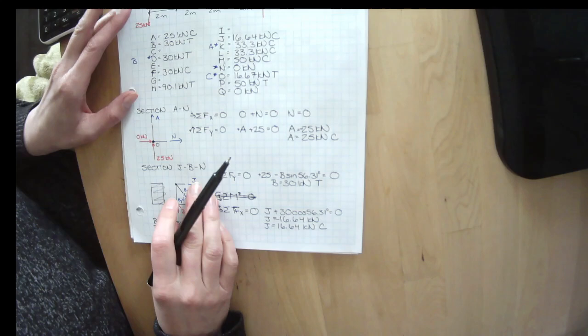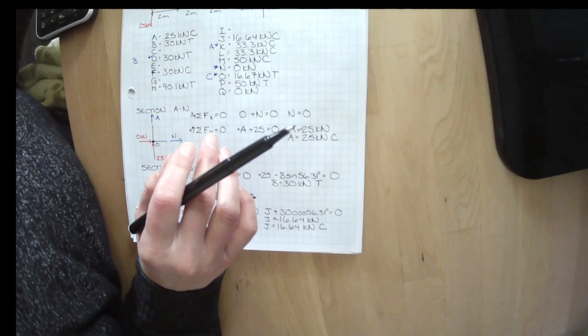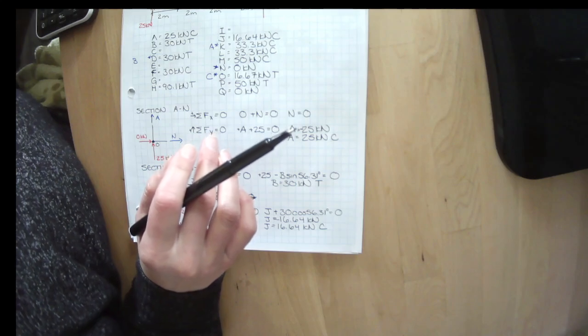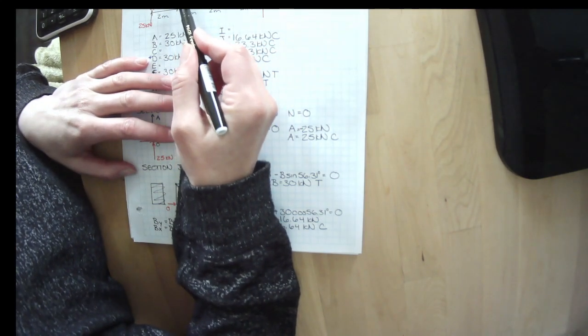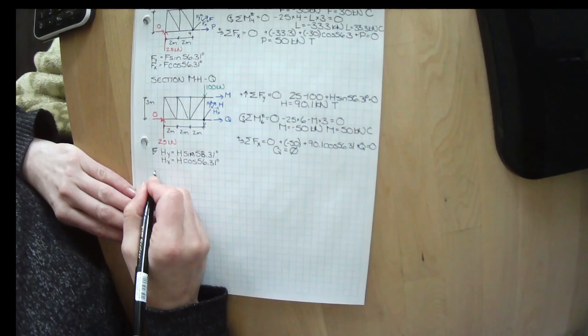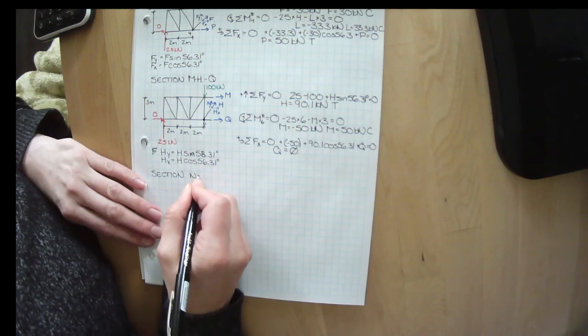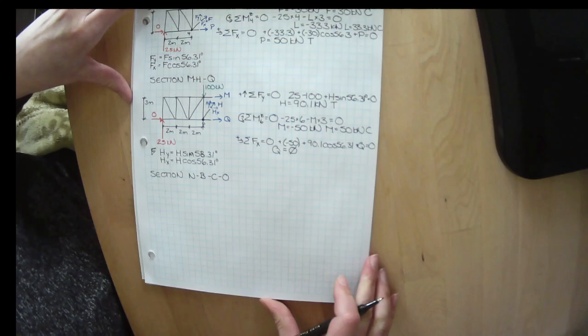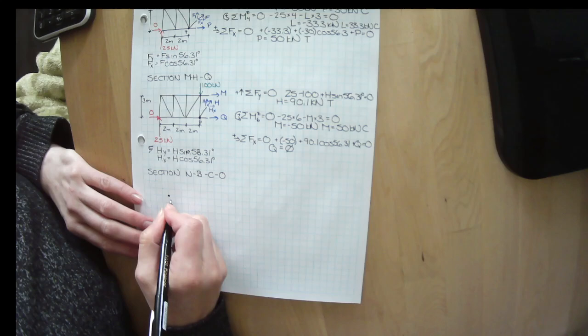So I wonder if doing some smaller cuts would be handy for us here. I am going to start with a cut through N, B, C, and O. I'm going to call it section N, B, C, and O. So I'm going to make a cut through or around essentially node 2. So this is node 2.